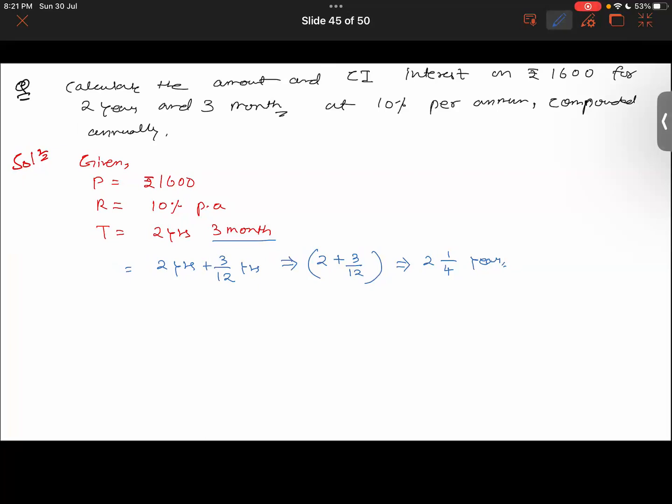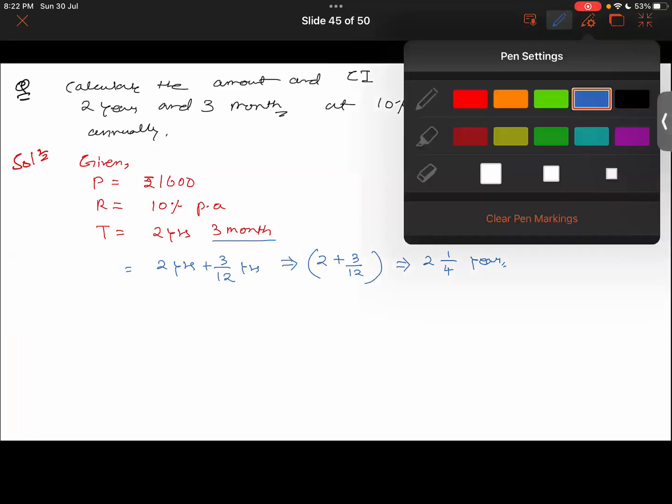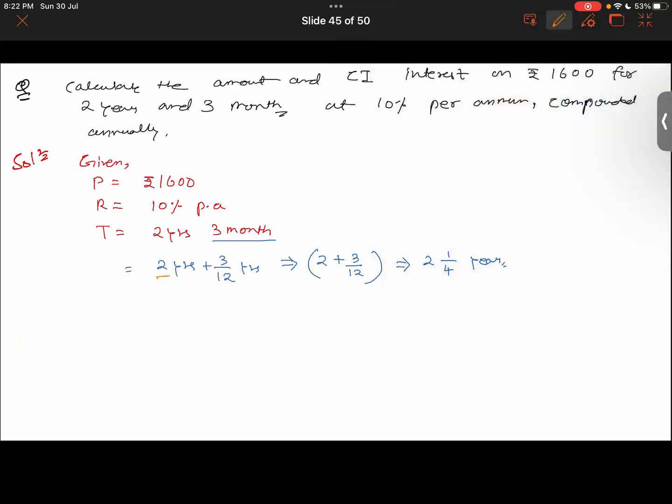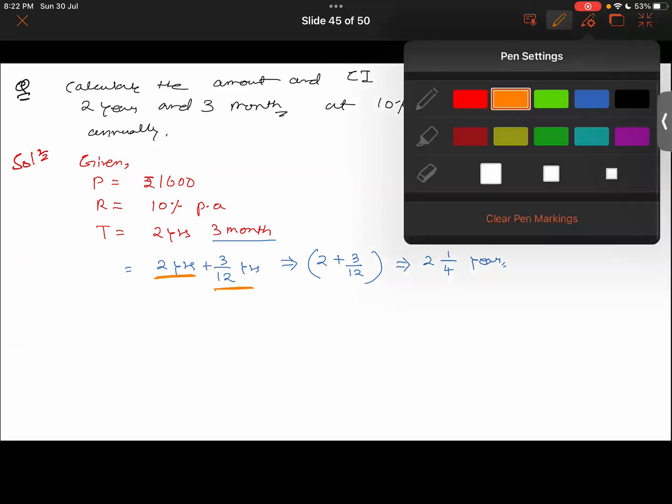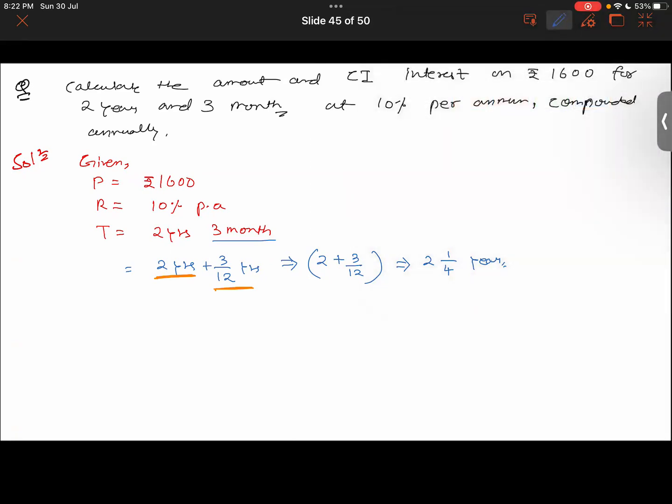So in this case, guys, we will first find the amount for 2 years, and then later on we will find the amount for the quarter year. Finding the amount for 2 years is very simple, isn't it? Yes, sir. Okay, so find the amount for the first 2 years, both of you, quickly, and then we will find the amount for the quarter year.